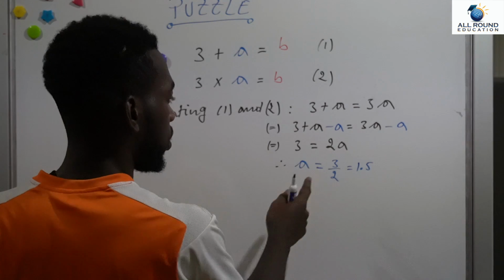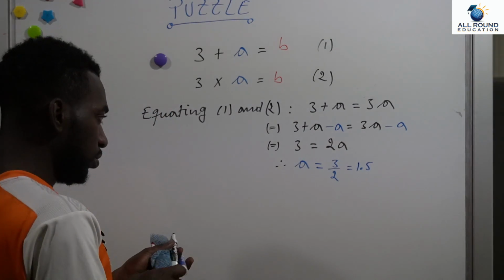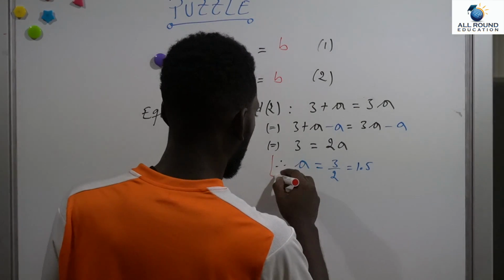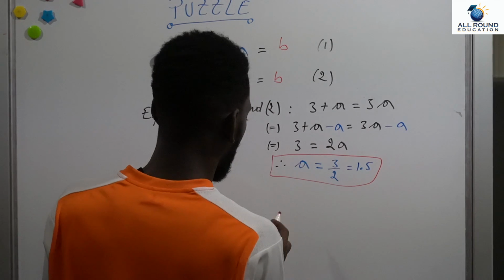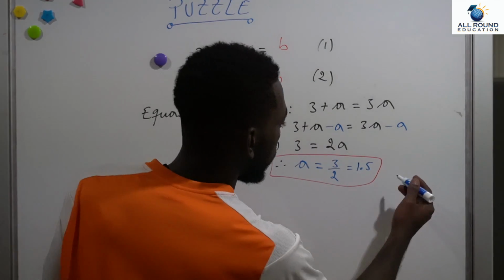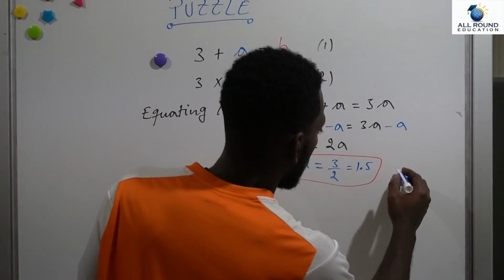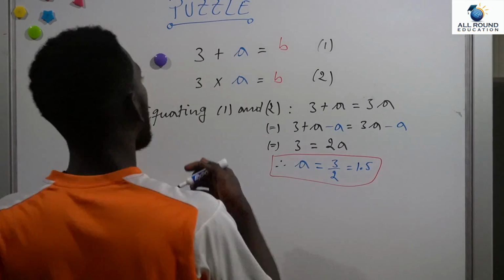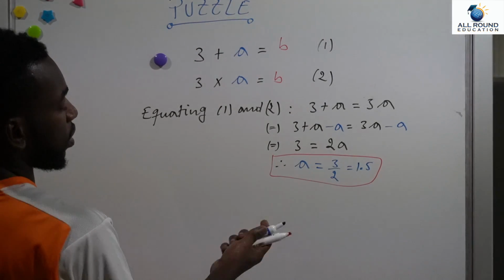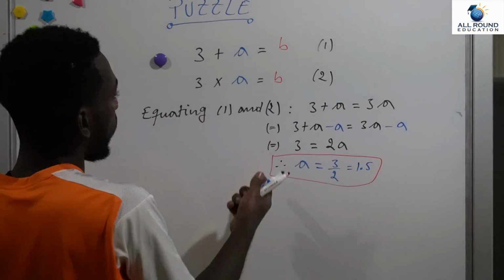So you can see we have found the value of a. We have already got the value of a, so this could be our third equation. Now what can we do next? We have got the value of a.